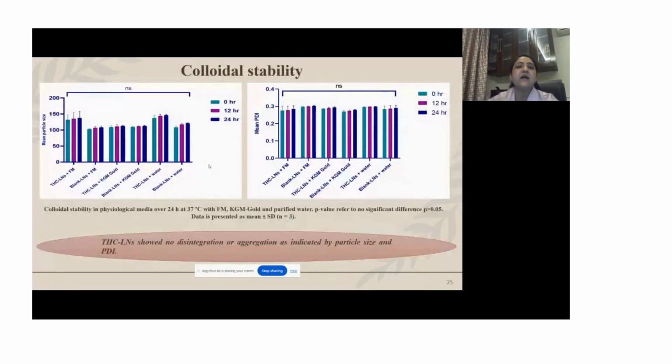So next I have done colloidal stability, and THC SLNs showed no aggregation as indicated by particle size and PDI. I have performed this study in media, fibroblast media also, because I'm going to use the human dermal fibroblast, for which I have used fibroblast media for this formulation, and water I have used. So the colloidal stability was performed in three solvents, including water.